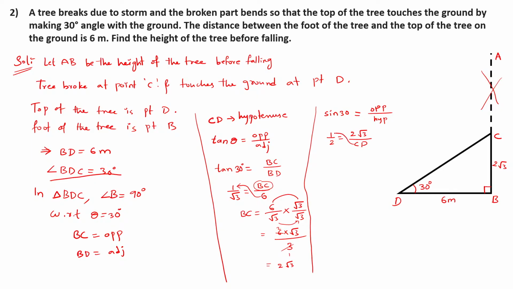Here hypotenuse we don't know, so we transpose this to this side and at the same time this side. So 1 into CD becomes CD and 2 into 2 root 3, we write it as 4 root 3. So CD value we have 4 root 3. BC value we have 2 root 3. And I already told you AB is the height of the tree before falling. So from figure, what do we write? AB is equal to BC plus AC.